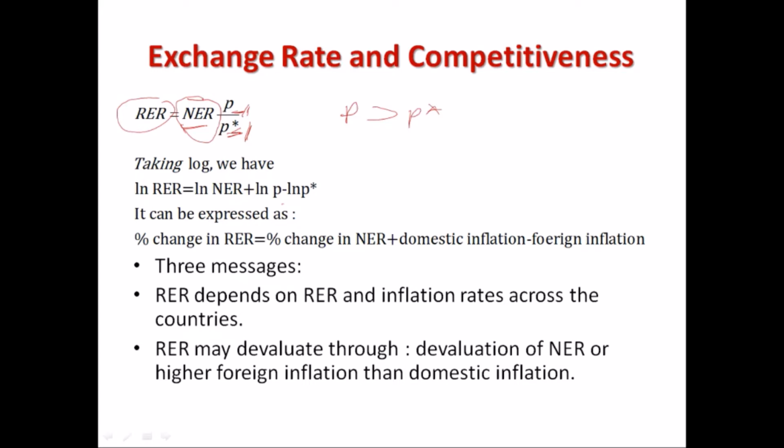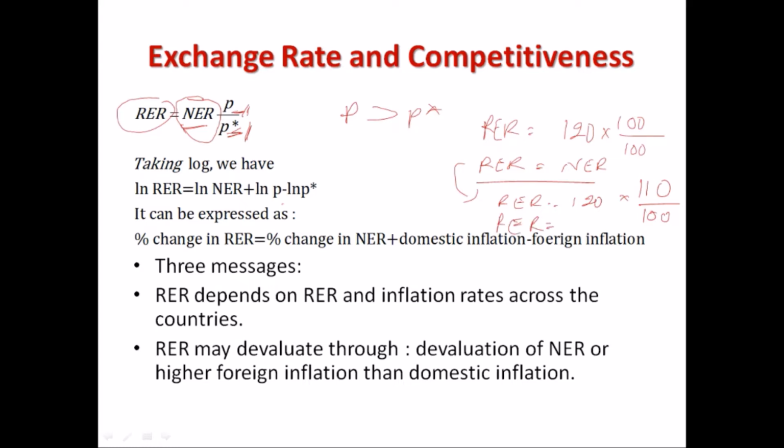So consider that the nominal exchange rate is just 120. It hasn't changed. The domestic price level CPI index is at 100, whereas the foreign CPI index is also at 100. So in this case, the nominal exchange rate will be equal to real exchange rate because the price levels are the same. However, consider that nominal exchange rate is 120, whereas domestic inflation is 10%. Foreign inflation is 0%. So in this case, the real exchange rate will increase, or the domestic currency appreciates in real sense. So it will now be greater than 120, it will be 132. So the domestic currency is now appreciated in real terms.